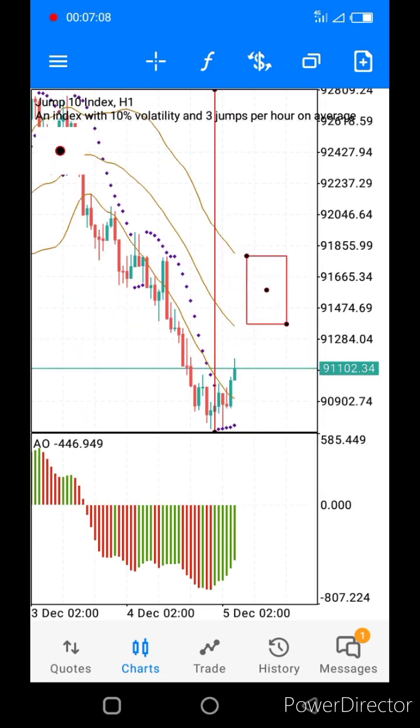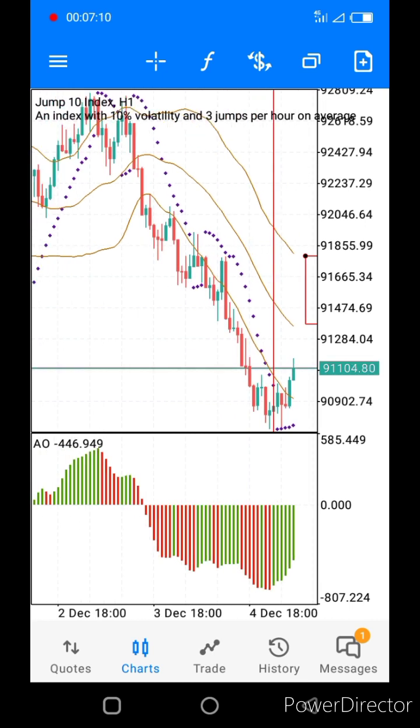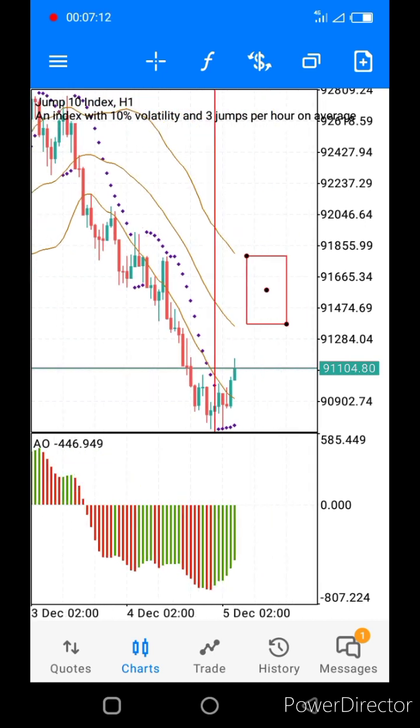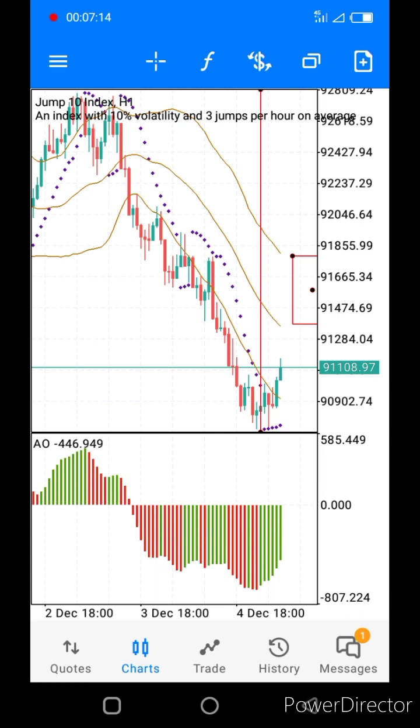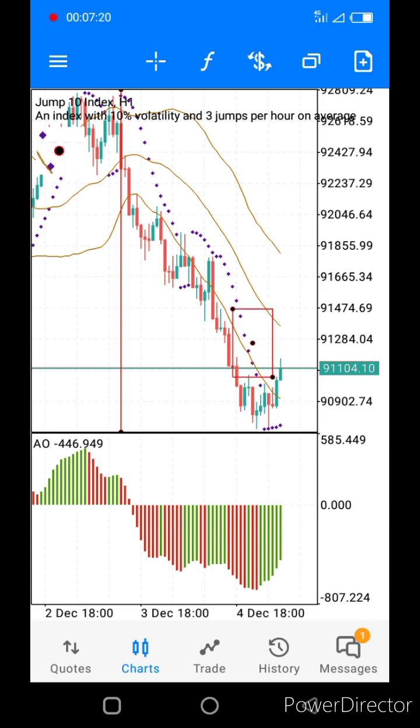So let us check this out together again. We have a sell entry here. We have a sell entry here. And when the market is consolidating, don't use this strategy. That means there is much noise. So what is going to happen? Let the market rest. You can go to another asset to trade.